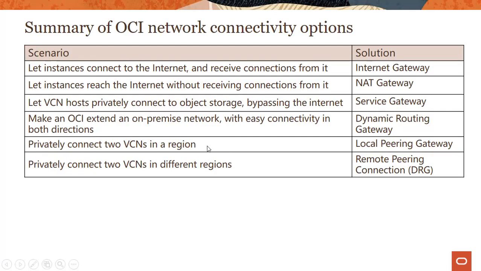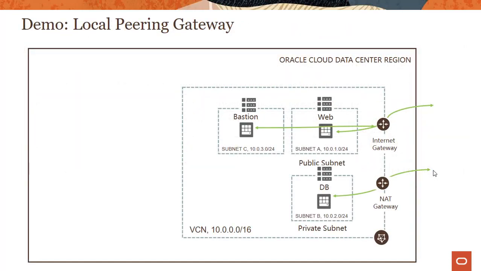Now, the two more additional connectivity options we just saw in this module are local peering gateway, where you connect two VCNs in the same region, and remote peering connection, which is part of DRG, where we privately connect two VCNs in different regions. The idea here is you are connecting VCNs privately, so resources can communicate using private IP addresses. So let's quickly look into a demo of local peering gateway.